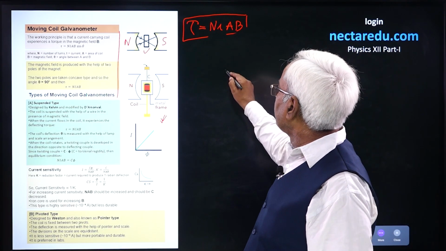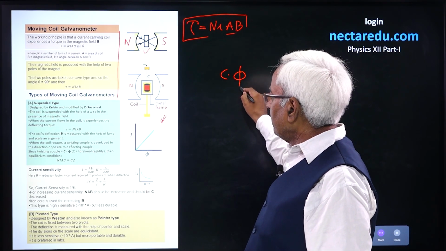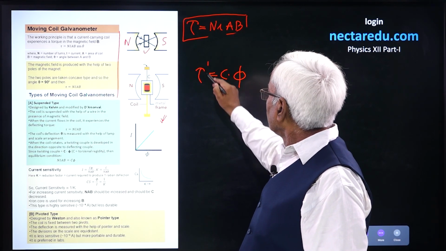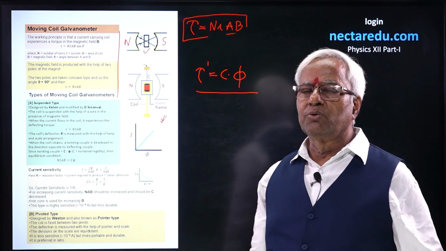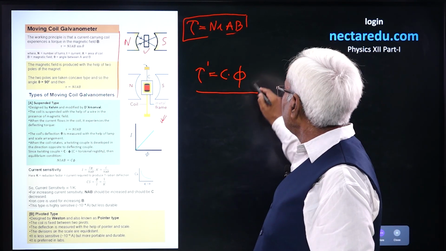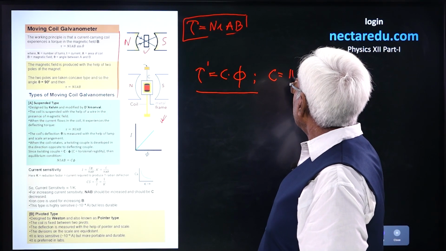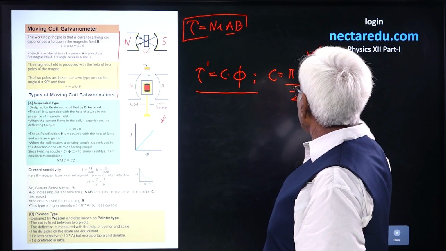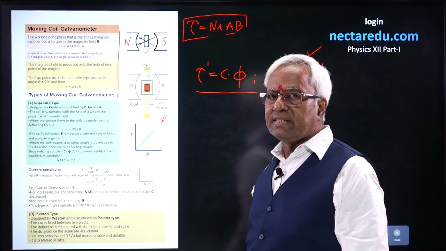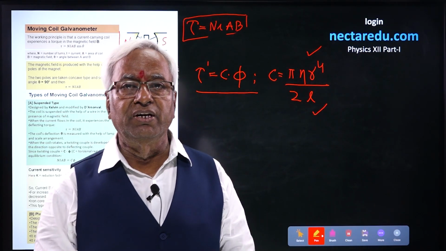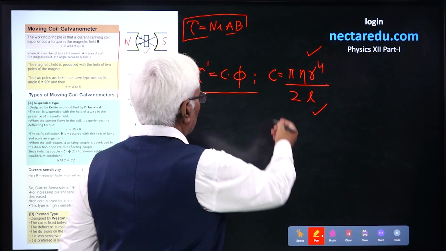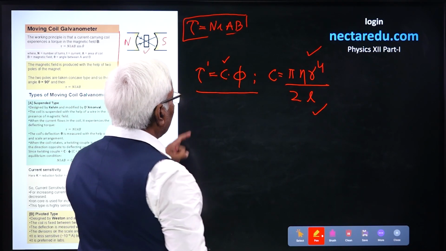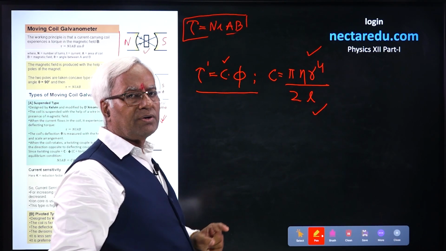Suppose the twisting is by phi, then the twisting couple produced will be given by C into phi. What is C? It's called torsional rigidity. Its value is given by this relation. R is radius, L is length, and eta is known as modulus of rigidity. Torsional modulus or torsional rigidity here is C, and this is twisting moment.